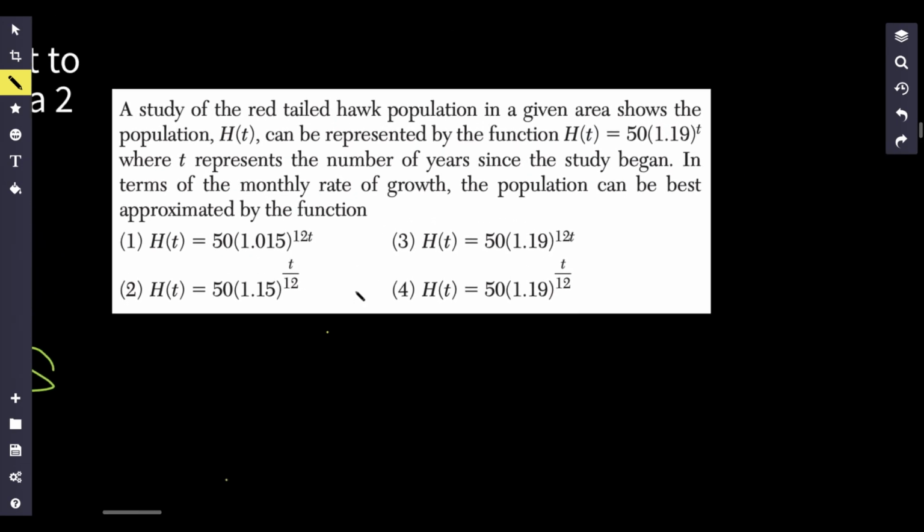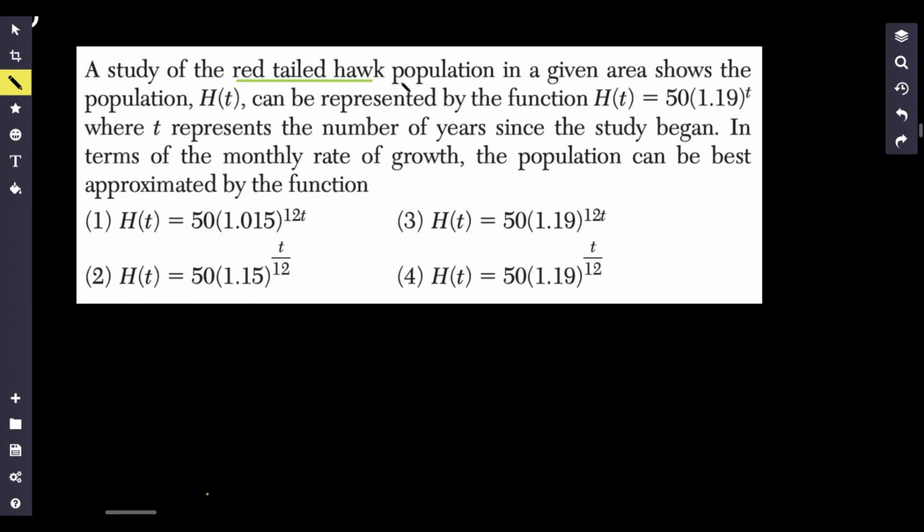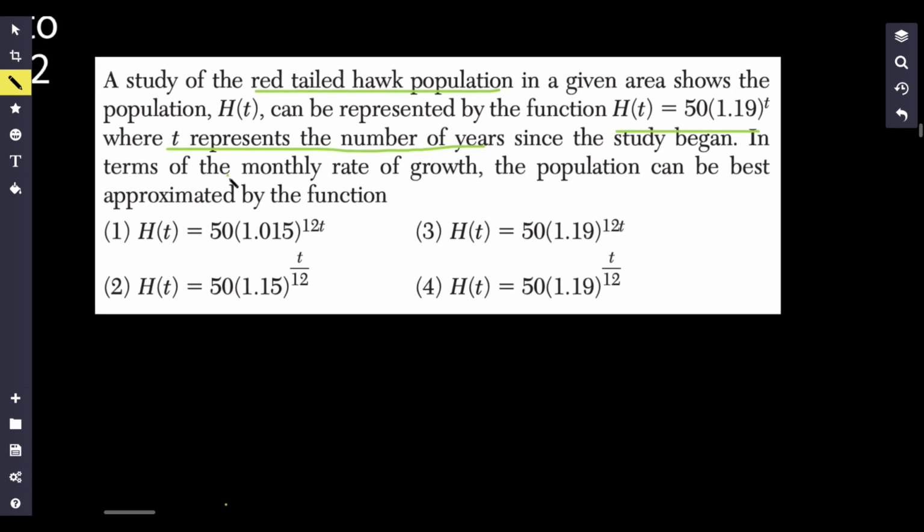But because I feel guilty, let's just do one problem. A study of red hog population given by the function h of t. T represents the number of years since the study began. T in terms of the monthly rate of growth.